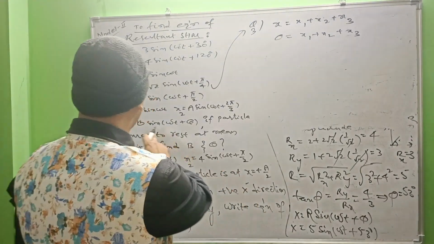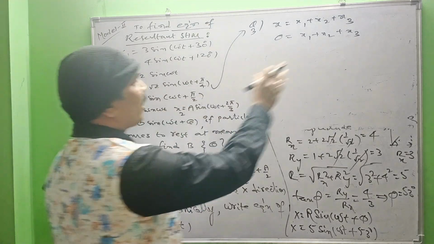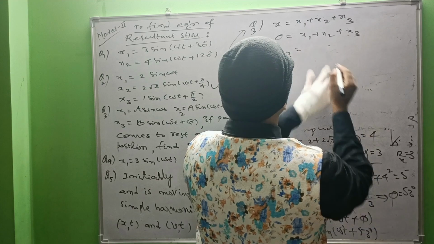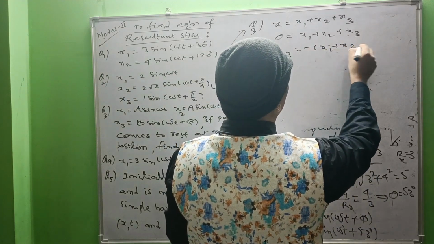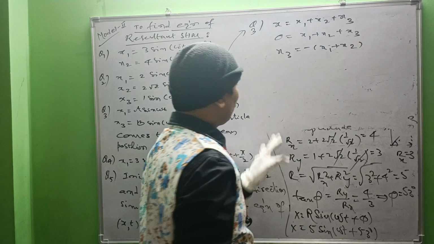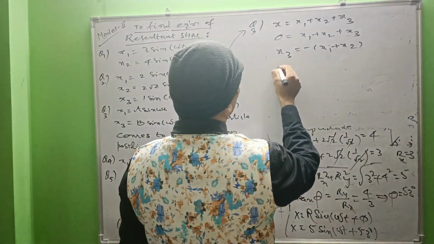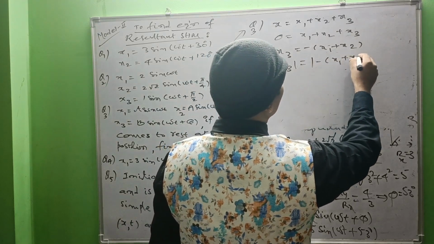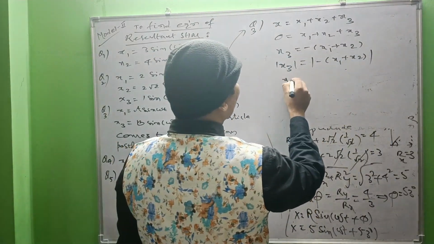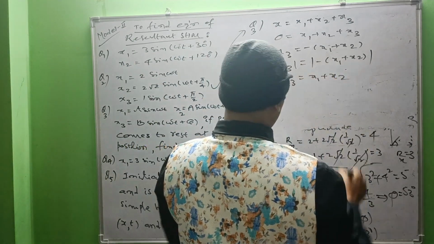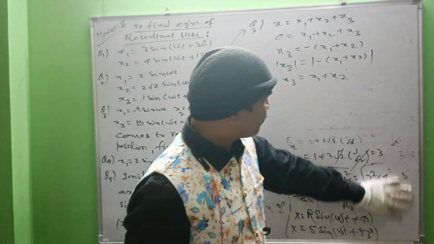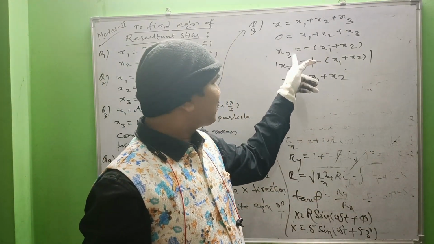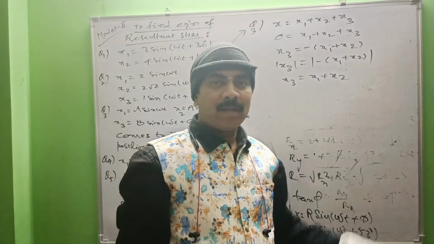So what does the value of b mean? It is the amplitude of the third oscillation. So x3 is unknown. x3 equals minus of (x1 plus x2). Taking the modulus, mod x3 equals mod of minus (x1 plus x2). So in magnitude, x3 equals x1 plus x2 only. But in direction, the direction of x3 is opposite to the direction of the resultant of x1 and x2.